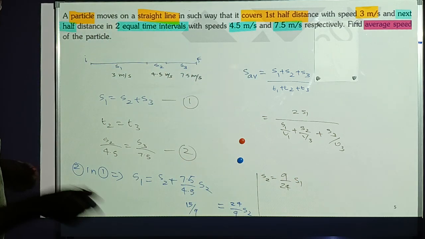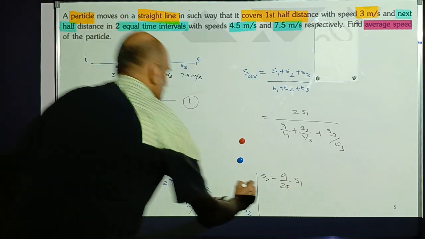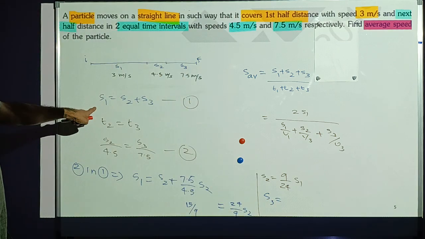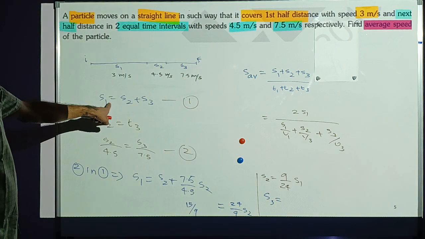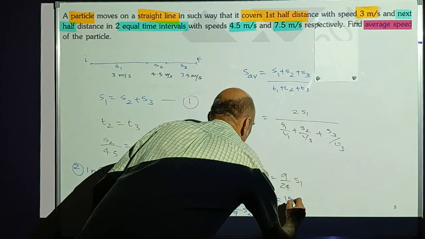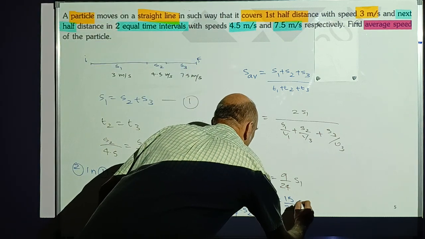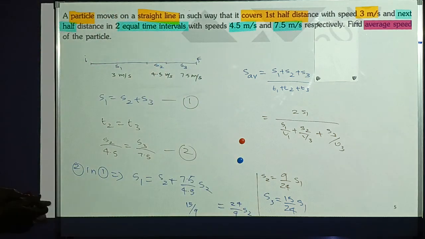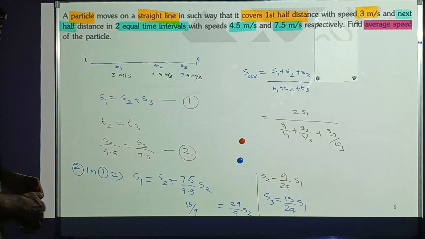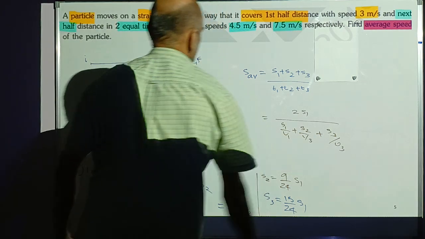So S3 should be the remaining fraction. S2 plus S3 should add to give S1. S2 is a fraction of S1, which is 9 by 24. So the remaining fraction, which is 15 by 24 of S1, should be S3. Because if I add these two, 9 plus 15, 24 by 24 times S1, it is the answer. So these two I have to use here to get the answer.